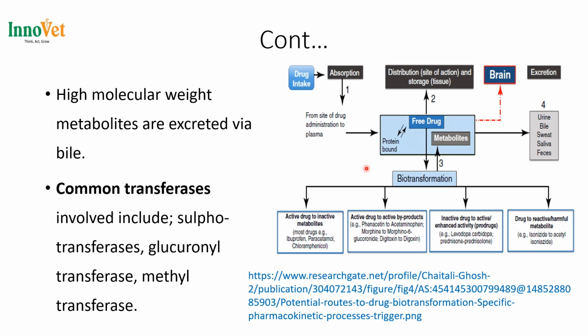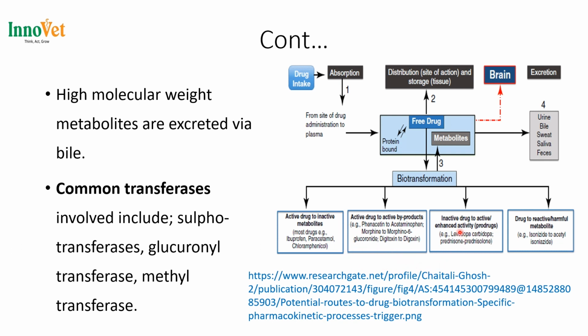This is a summary of what takes place after a drug comes into the body. In biotransformation, the active drug can be converted into an inactive metabolite, and most drugs pass via this, for example, ibuprofen, paracetamol, and many others. Or the active drug can be converted into active byproducts, for example, morphine and others.